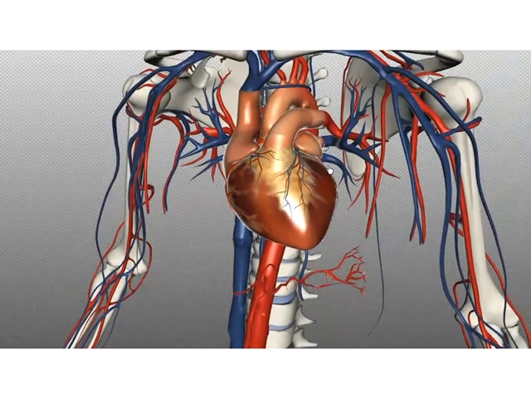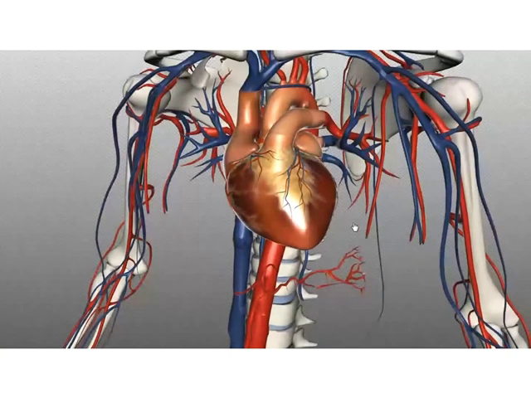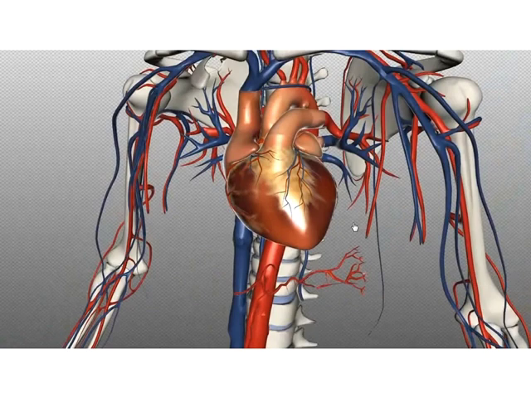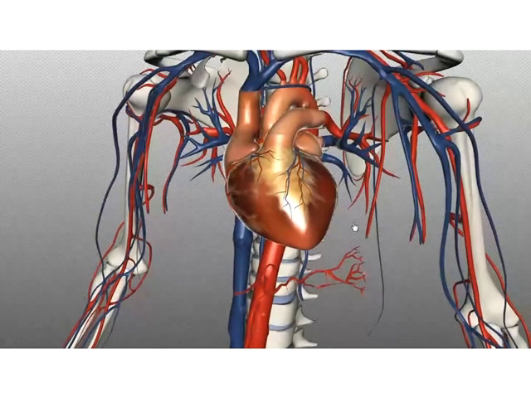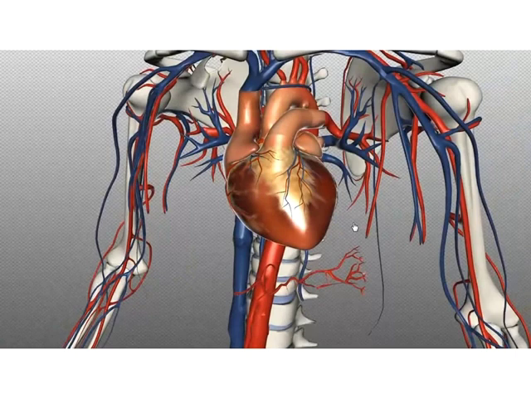So the thoracic aorta is the section of the aorta which is above the diaphragm. The abdominal aorta is the section below the diaphragm. So I've just added in the diaphragm, which separates the thoracic and abdominal parts of the aorta. So you can see it looping over the ascending, the arch, the descending portion, and you've got the thoracic aorta, which is above the diaphragm, and the abdominal aorta, which is below the diaphragm.